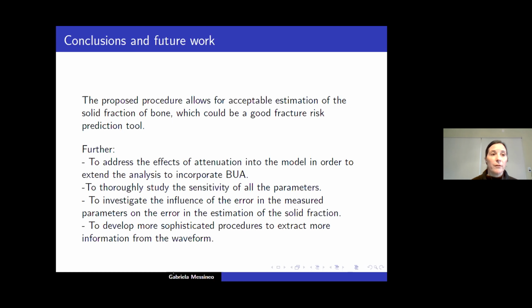We are going to thoroughly study the sensitivity of all the parameters. Although some study has already been made, it is not yet well documented. Also, we are going to investigate the influence of the error in the approximation of the measured parameters on the error in the estimation of the solid fraction. And finally, we plan to develop new procedures to explore the possibility of extracting more information from the waves.